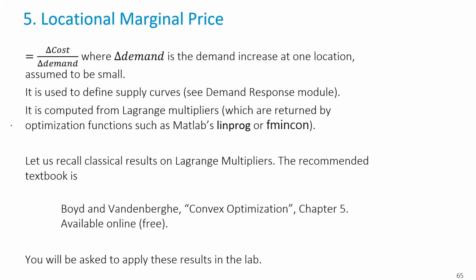Voilà, now we move to another part of this where I will do a recap on everything we need to know to understand locational marginal prices. We have seen them in the example. They're defined as the increase in cost due to an increase in demand, and that's the ratio of the two here. It's very important in electricity and smart grids because this is used to define what we will see in a few more hours as the demand response, as the supply curves here. And it's defined in some markets to define the cost of electricity when you have variable costs here. And it's computed from Lagrange multipliers.